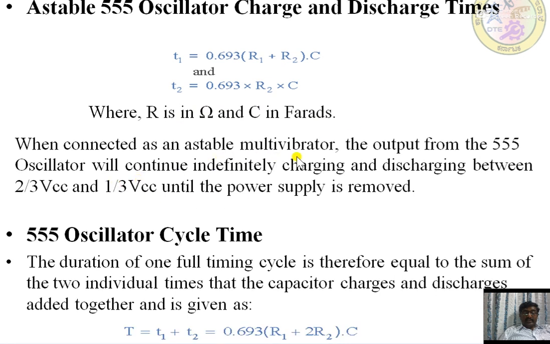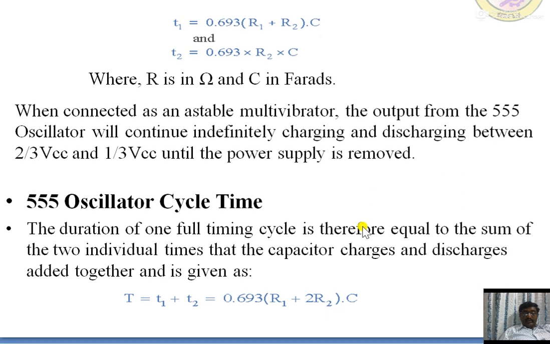When connected in astable mode, the output from the 555 oscillator will continue charging and discharging between 2/3 VCC and 1/3 VCC until the power supply is removed. Okay, when it has just been connected with the 555 timer, it will always be in the range of 2/3 VCC or 1/3 VCC, that is charging and discharging.